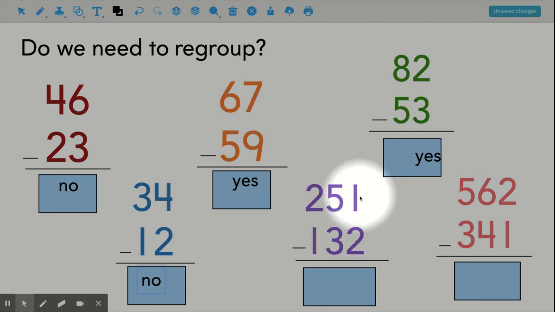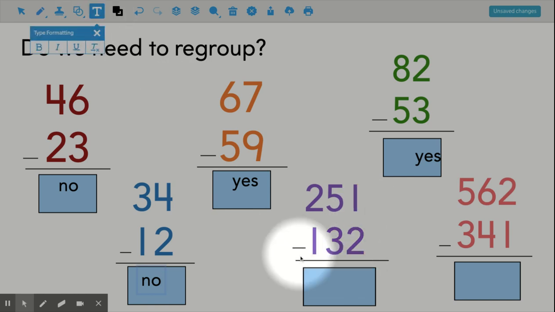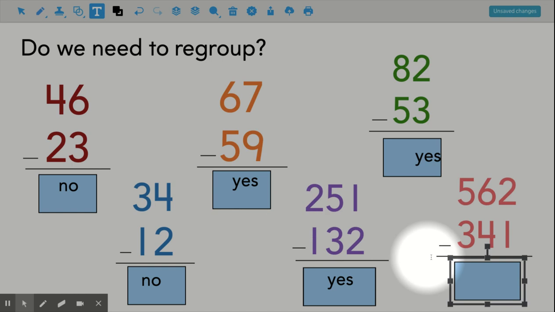Okay, on this problem, 251 take away 132. It's pretty easy, the answer, because right here in the ones column, we see 1 take away 2. That's not going to work for us. So our answer is yes, we do need to borrow. And then our last problem, 2 take away 1. That looks fine. We can do that. 6 take away 4. Yep, we can do that too. And 5 take away 3. I'm going to be totally fine here. I will not need to borrow. So my answer for that one is no. I don't need to borrow.